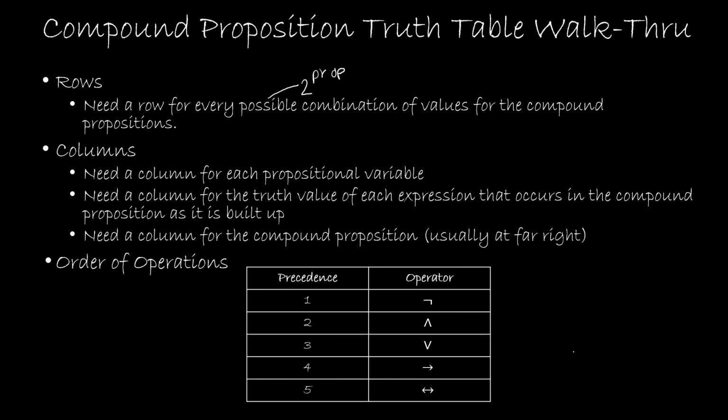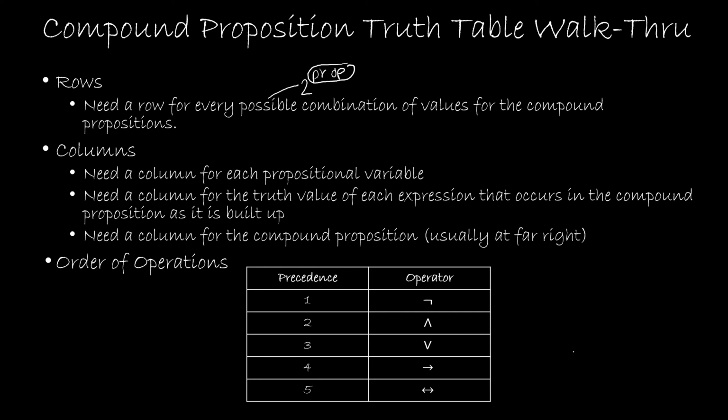In terms of the columns, you'll need a column for each propositional variable. Again, whatever this number is, you'll need a column for each of those. You'll need a column for every expression that occurs in the compound proposition, and you'll need a column for the final result, usually at the far right. So we can end up having quite a few columns.